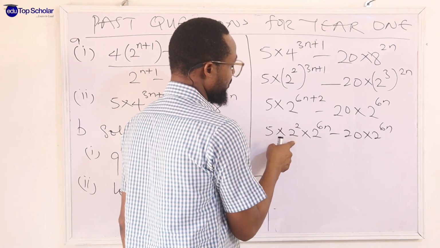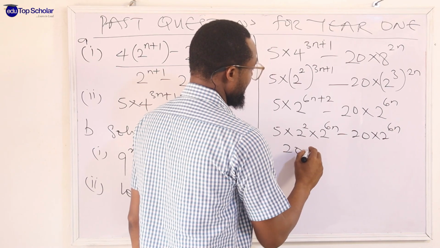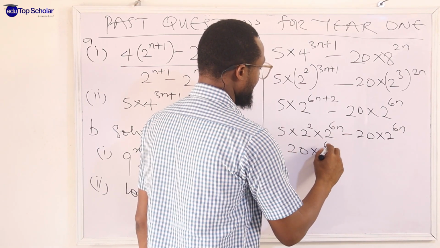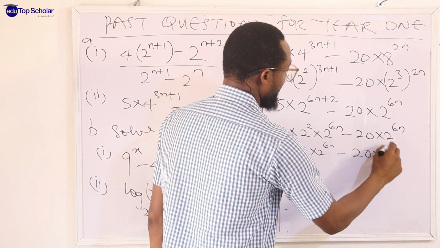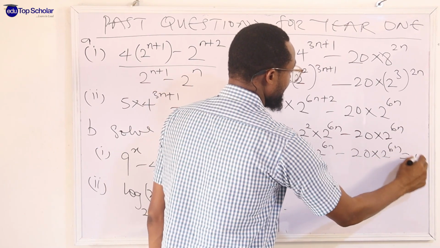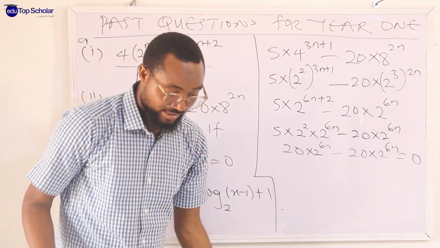Now, 2 raised to power 2 will give us 4. By 5, we have 20. 20 multiplied by 2 raised to power 6n minus 20 multiplied by 2 raised to power 6n, which is now 0. That's what we want to achieve. We have answered the question like that.